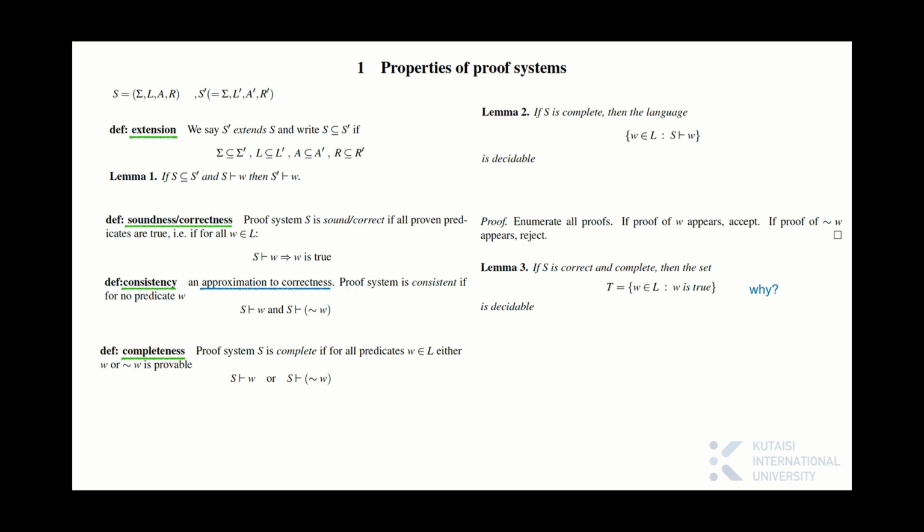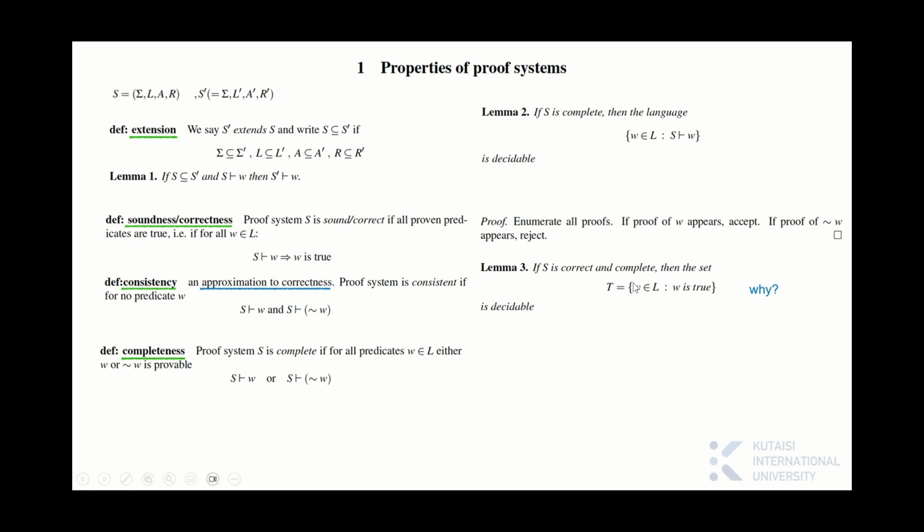And then very importantly, we said that if your proof system is correct and complete, then all the predicates which are true are decidable. So how do you do this? Again, you enumerate everything, and since the things that can be proven are decidable, the correctness here means that if you can prove it, it's true. So you either prove W or you prove not W. If you prove not W, it's false. If you prove W, it's true. So basically you can do this as well.